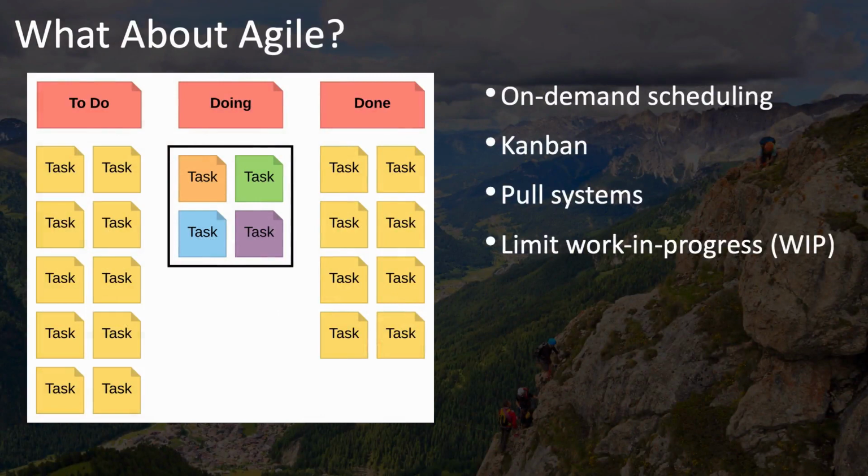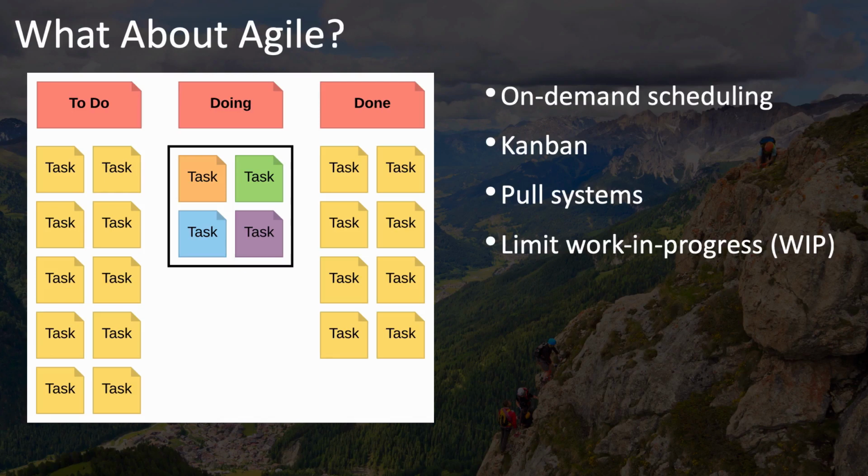Other Agile contributions to schedule management include on-demand scheduling, exemplified by a Kanban or sprint board of items to do, items which are moved from the doing section when they are being worked on and into the done section when they are complete. This is an example of a pull system in which team members pull work from the to-do section when they're ready for the next item.